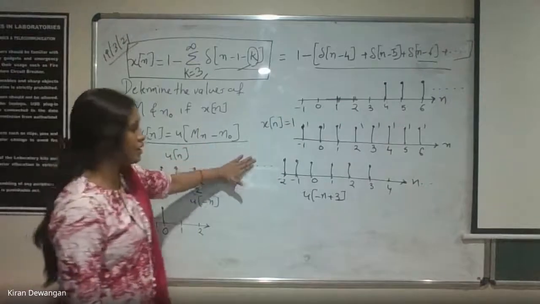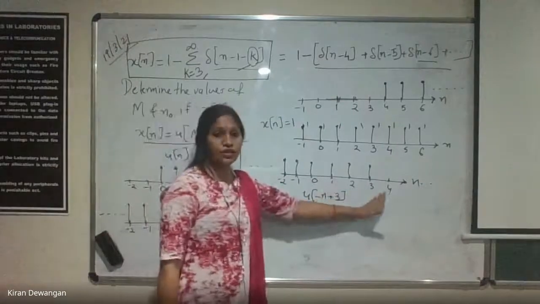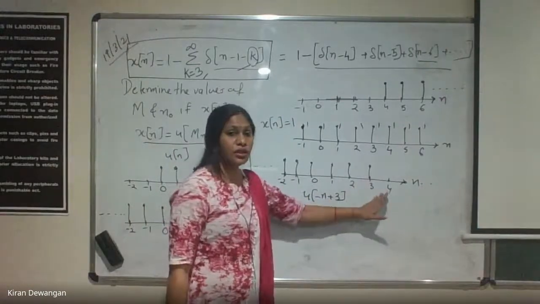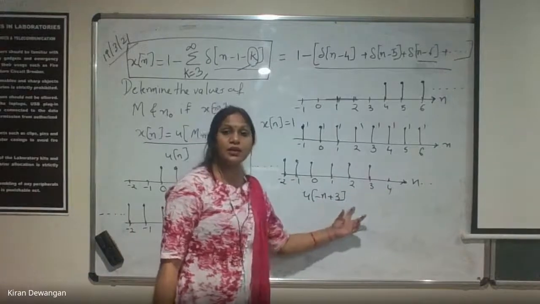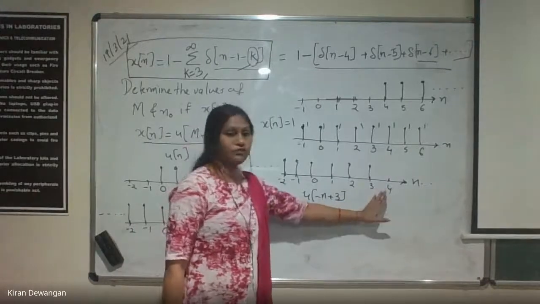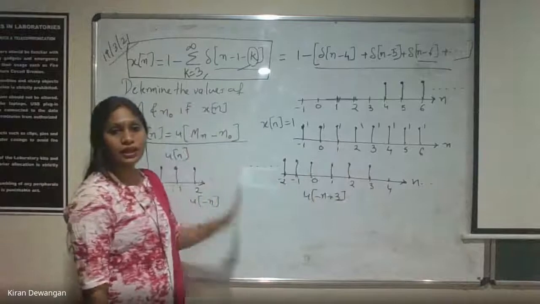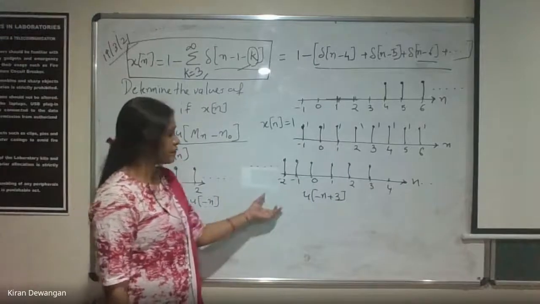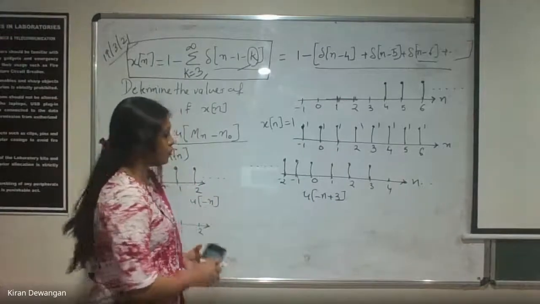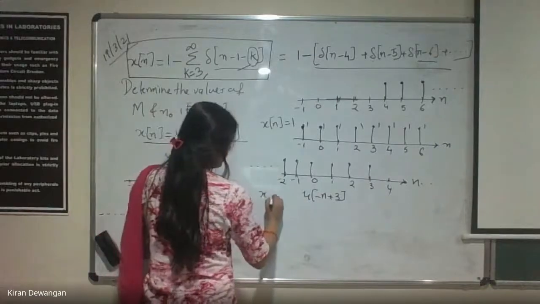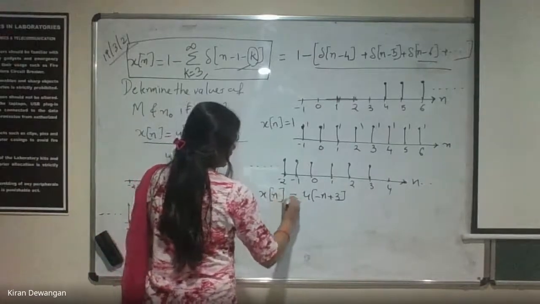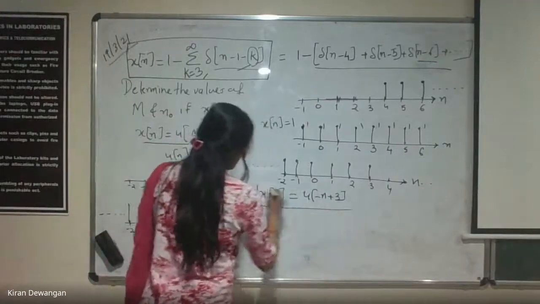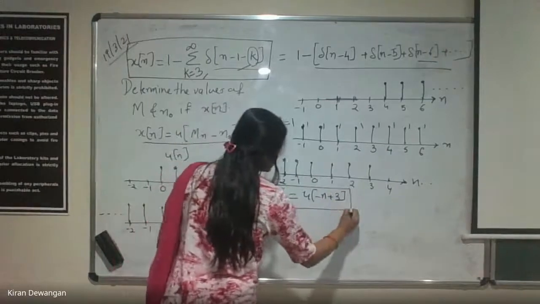But this one, as we are having 3 other values, that is 1, 2 and 3. So it will be u of minus n plus 3. So it will be starting from 3 and going in the negative n direction. Clear? So that is how we can write our xn as u of minus n plus 3.